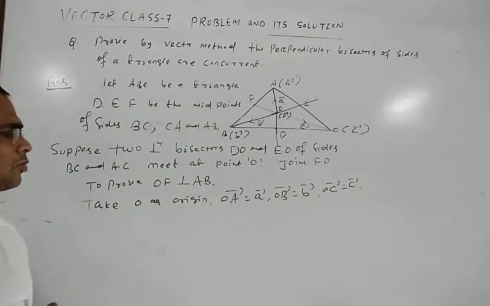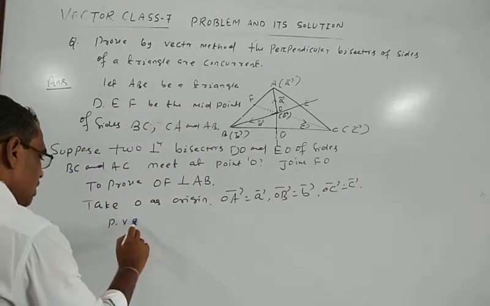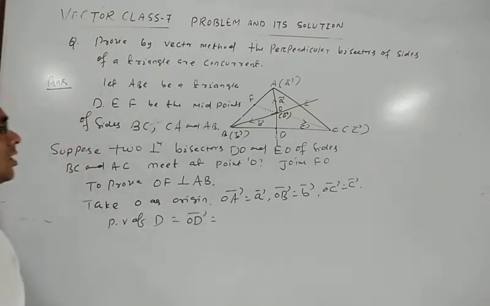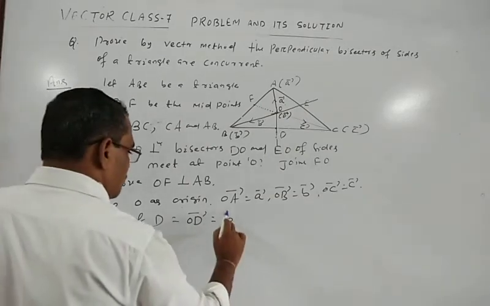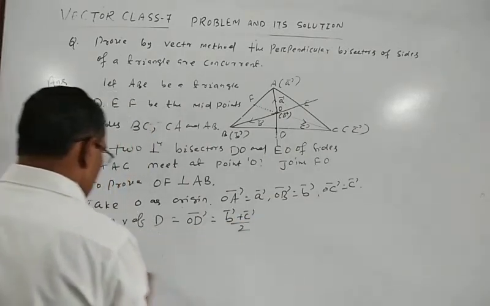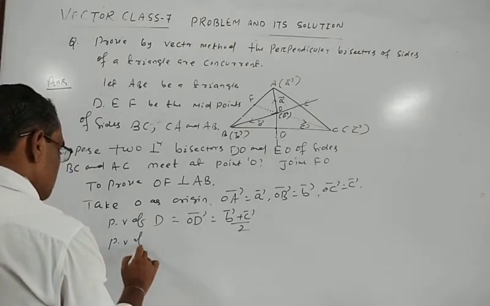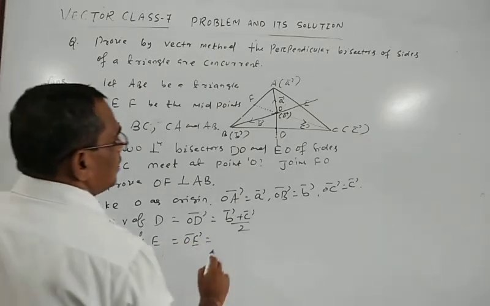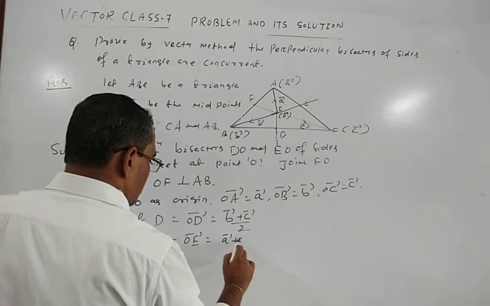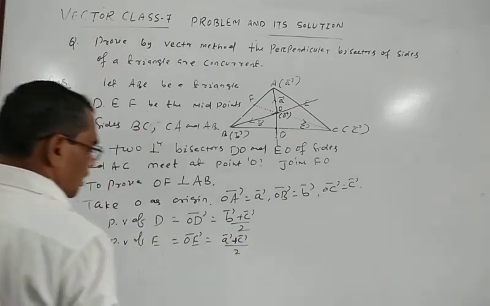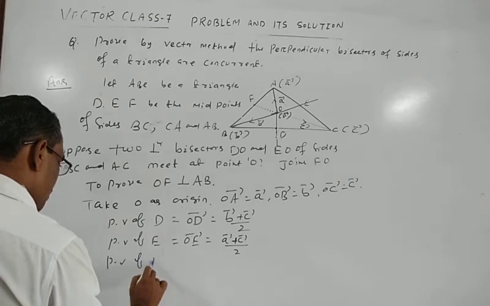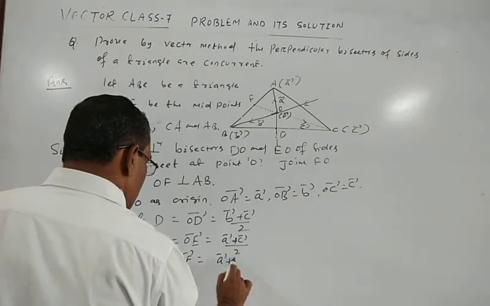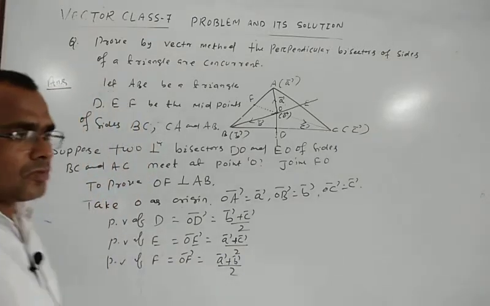Okay. So what is the position vector of D? The position vector of D is the OD vector. So what is the OD vector? Since D is the midpoint of BC, it is equal to (B vector plus C vector) by 2. And the position vector of E is the OE vector. So what is the OE vector? It is (A vector plus C vector) by 2. And the position vector of F, the OF vector, is (A vector plus B vector) by 2. Okay, does everyone understand?